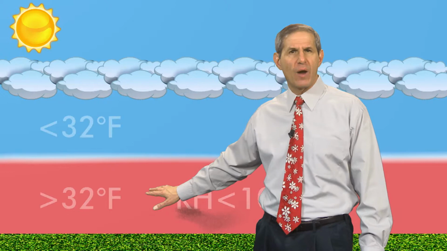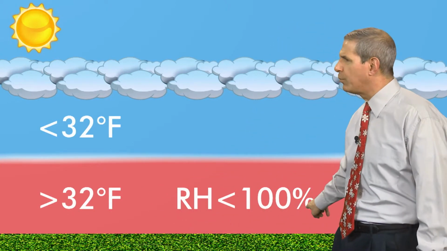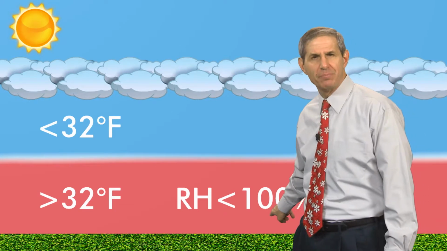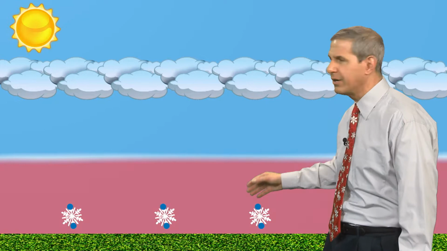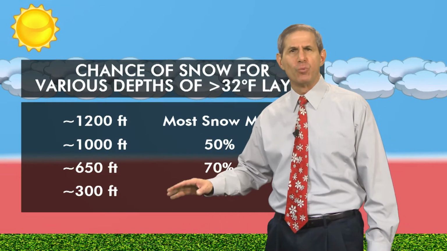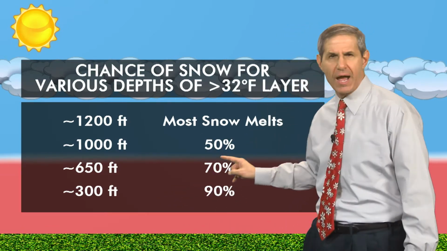And for snow to reach the ground in this case, the relative humidity of the lower atmosphere has to be well below 100%. That's because as snow falls into the warmer air, the flakes melt a little around the edges. And because of the low relative humidity, some of these drops evaporate, which cools the air and slows the melting. As far as how thick the above freezing layer can be, if it's more than about 1,200 feet, most if not all of the snow will melt before reaching the ground.